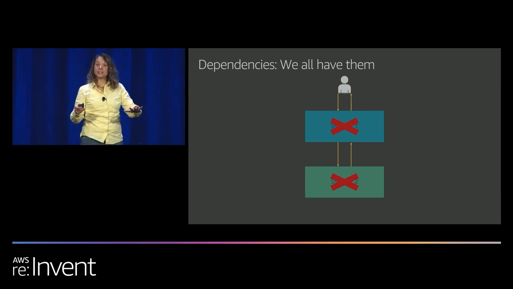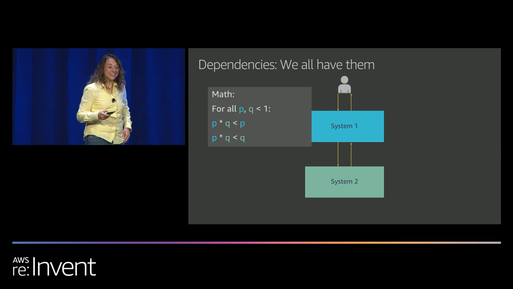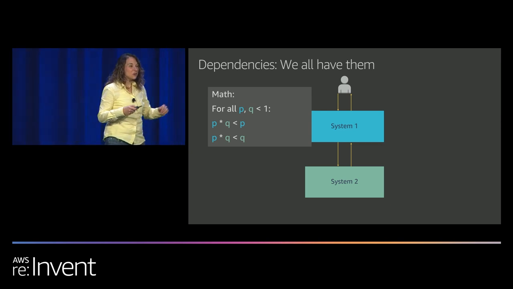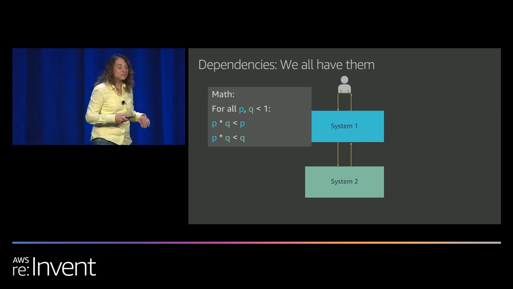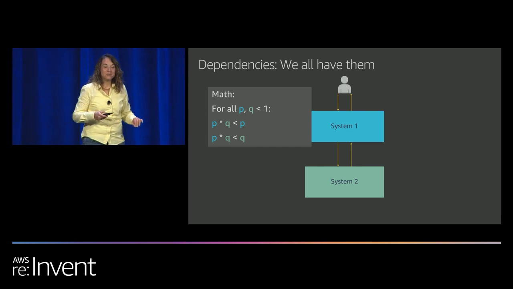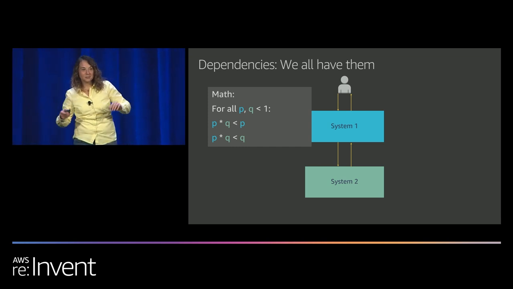But let's make it complicated. I got some math for you, right? System one has an availability of P, and system two has an availability of Q, and they're both numbers between 0 and 1, and they're independent events, to be very precise about it.